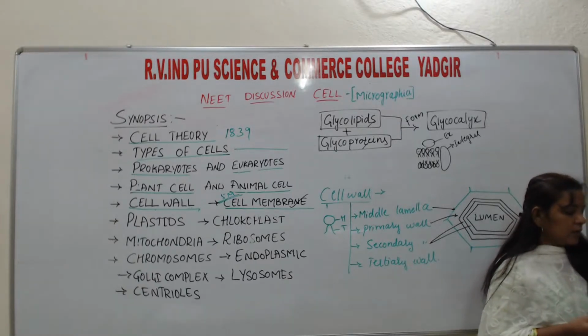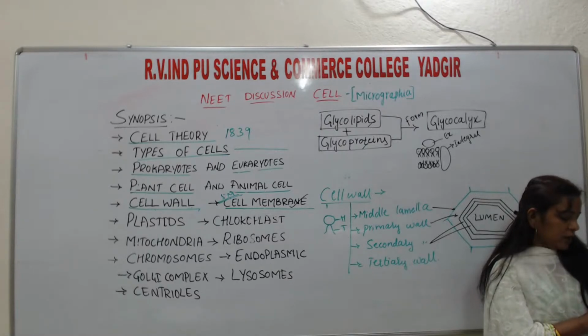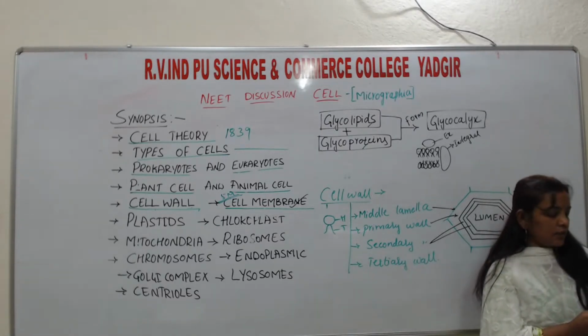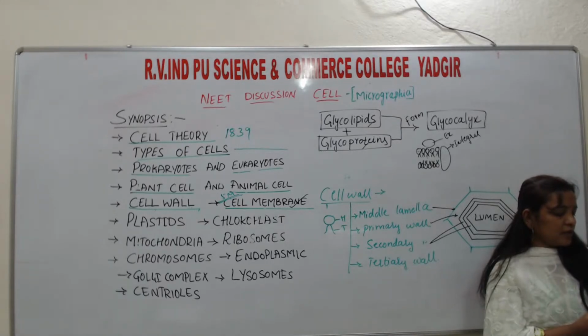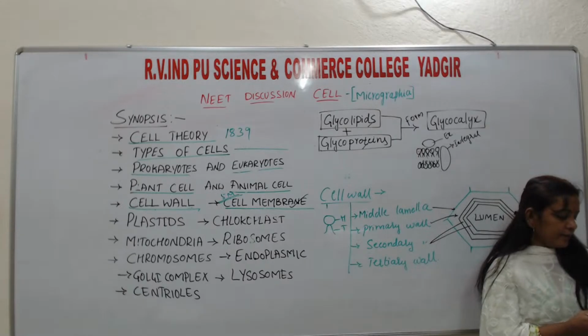Next, the term glycocalyx is used for a layer surrounding the cell wall of bacteria. Okay, so D, that is glycocalyx, is nothing but the cell wall of the bacteria.